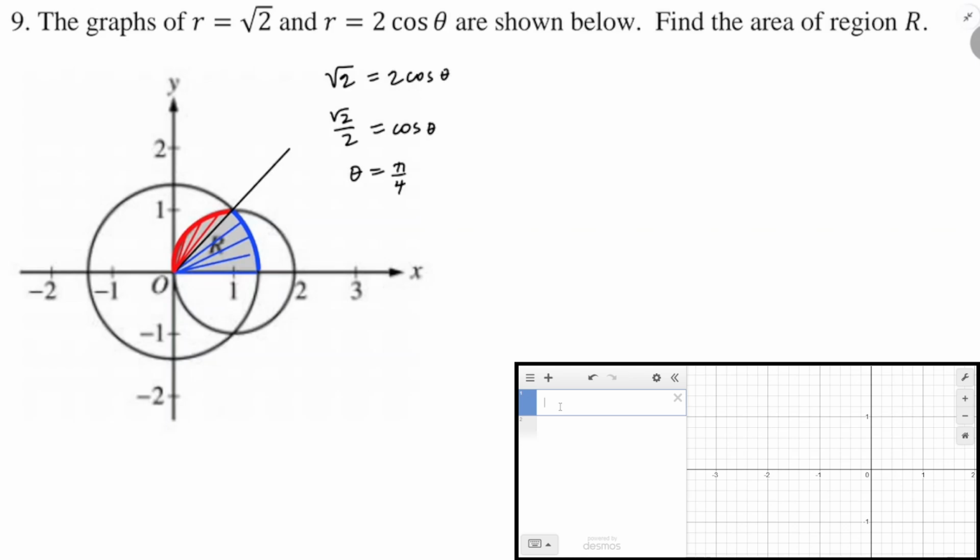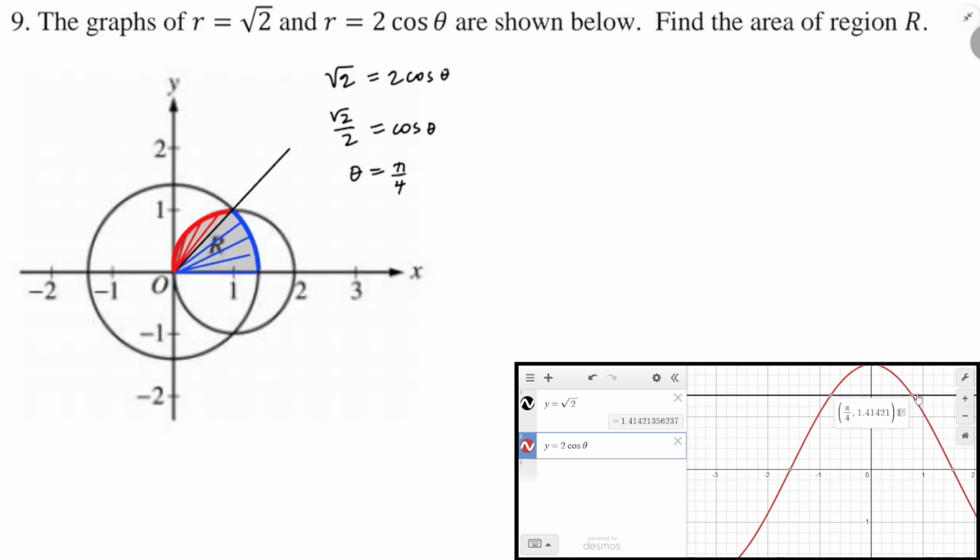But if it wasn't going to be a nicely solvable equation like that, what you do is you say y equals square root 2, graph it rectangularly, and y equals 2 cosine theta, and you go, okay, well, we're expecting it to be between 0 and pi over 2, so like between 0 and 1.5. There it is, pi over 4. It's even telling you the exact value in decimals. It's really nice. All right, so we've got all that. We're ready to set up our integrals.